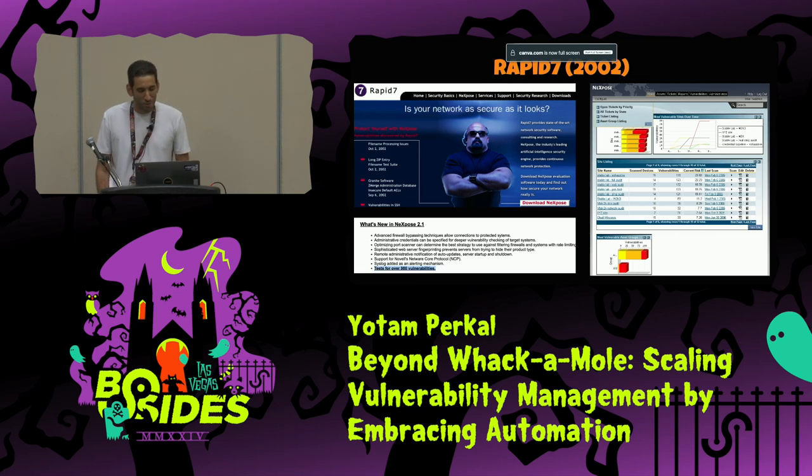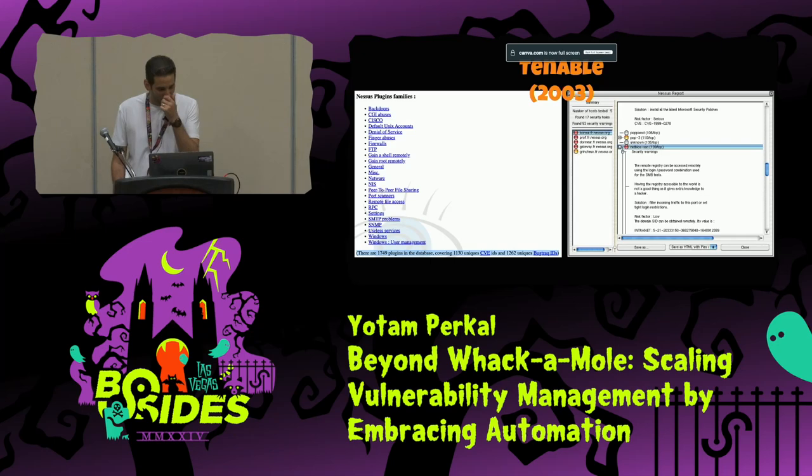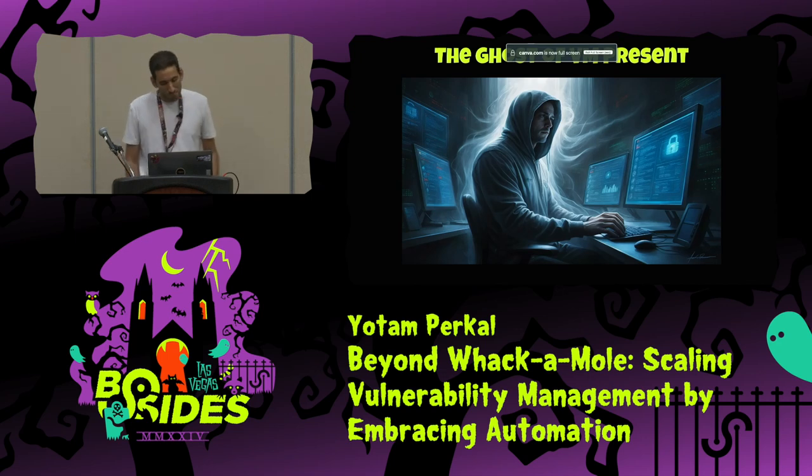Rapid7, if you dare to install it with this scary looking guy, this is the UI that you would have seen. As you can see again, or not really see, a lot of the vulnerabilities are network-based. And they say they test for over 980 different vulnerabilities, which is nice. And this is Tenable from 2003. So that's how we looked 20 years ago.